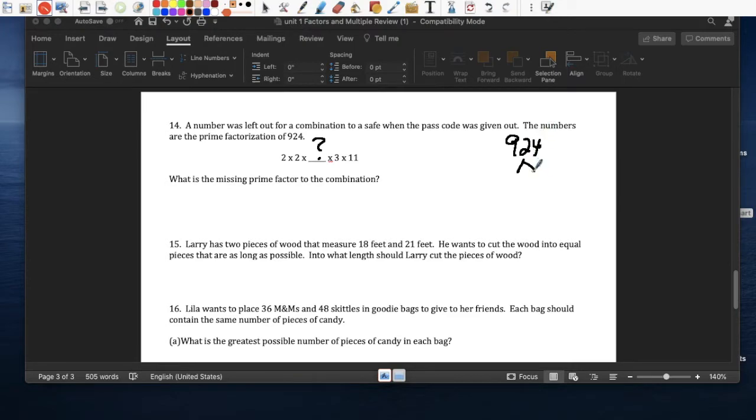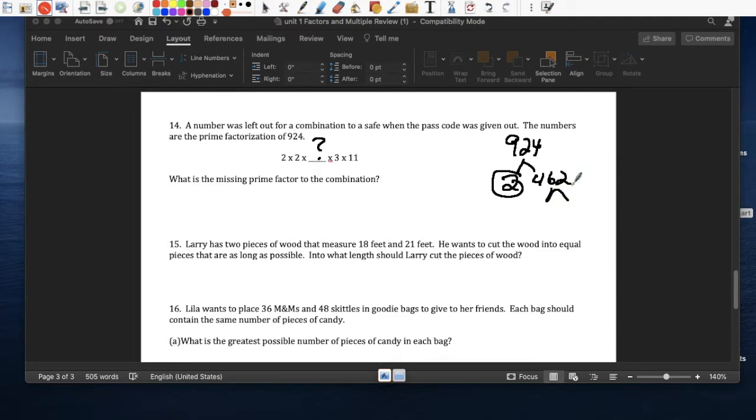Okay, so 924, and you're going to have a calculator. All right, so, well, 2 works, right? So what you can do is take your calculator and divide 924 divided by 2, and you're going to get 462. Okay. So 2 we stop, 462 we can continue again.